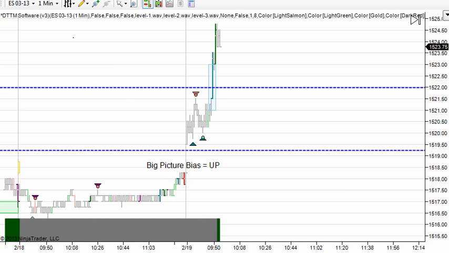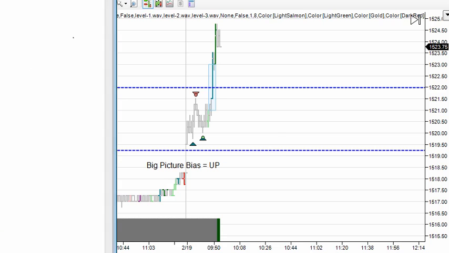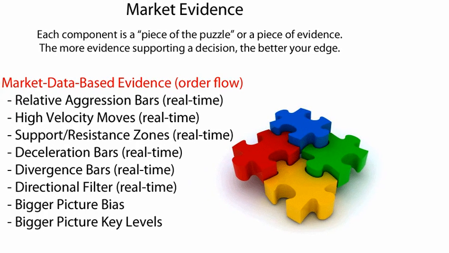What we like to do with our software is look at various pieces of evidence with the idea that each piece of evidence is a piece of the puzzle, and the more of these that come together, the more of an edge you have. So there's no robotic system type of an idea. There's no holy grail idea. You're simply trying to increase your edge a few percent at a time. And so the way we look at that, we have several pieces of evidence.